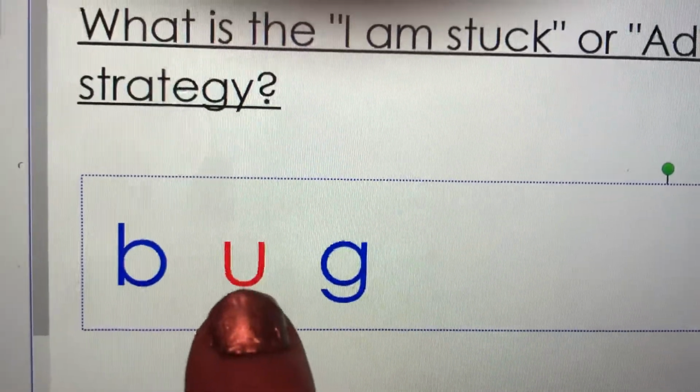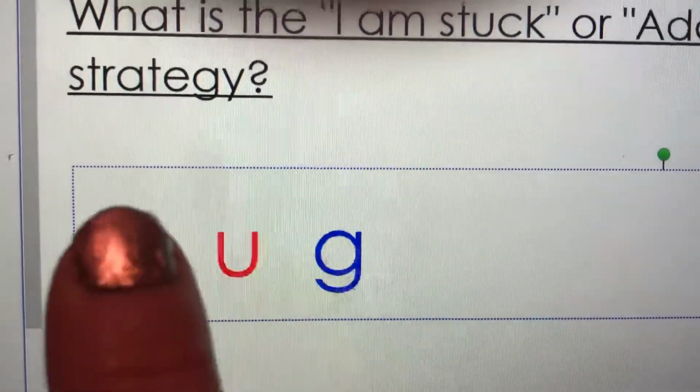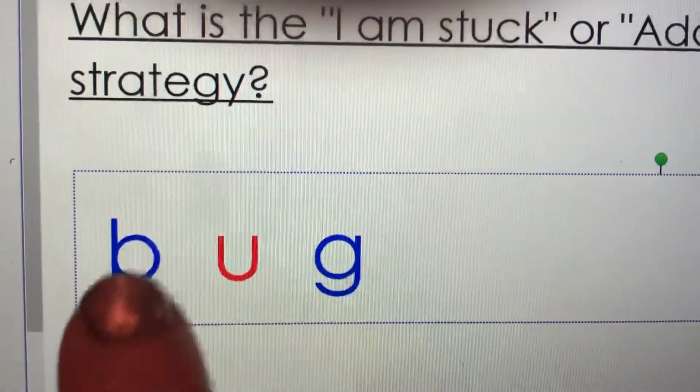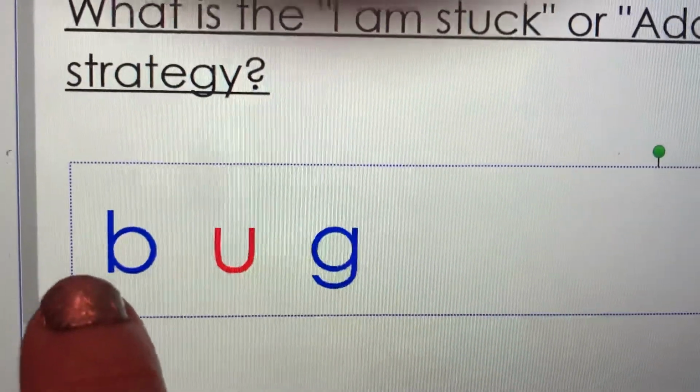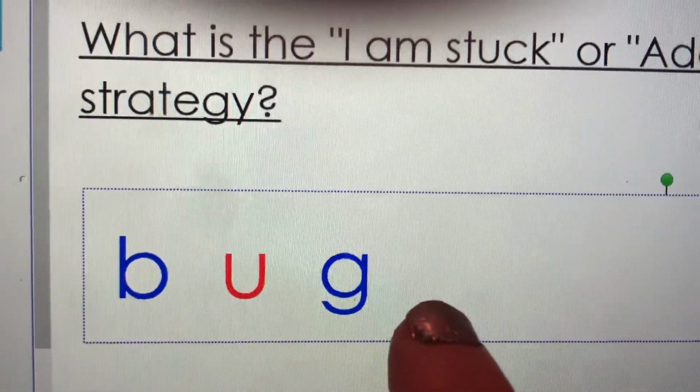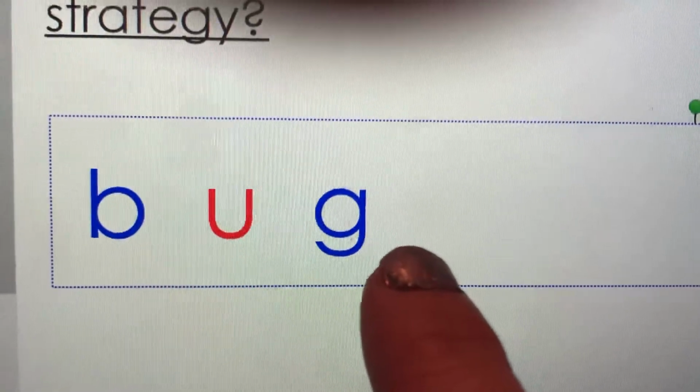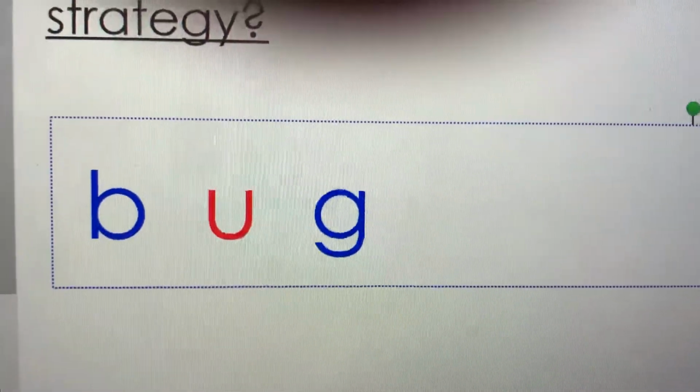B-A-G, B-A-G, B-A-G, ugh. Yeah, I totally left off my beginning sound when I blended it.